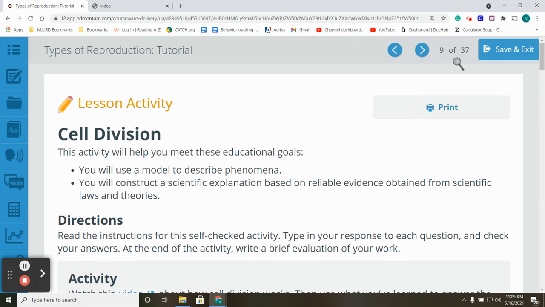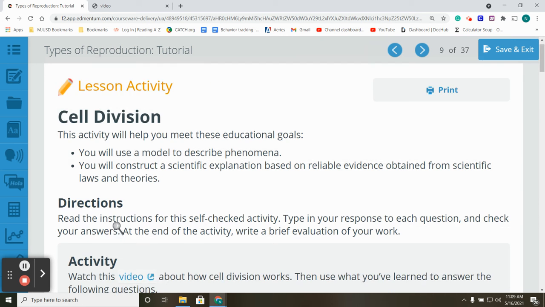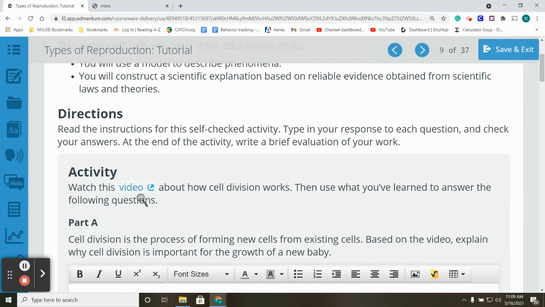In the lesson on slide 9, it says cell division, and then it says watch this video about how cell division works. Now, I've tried playing these videos before. YouTube usually requires me to edit them out. So if you need to watch this video, go to your tutorial, go to slide 9, and click on the link.